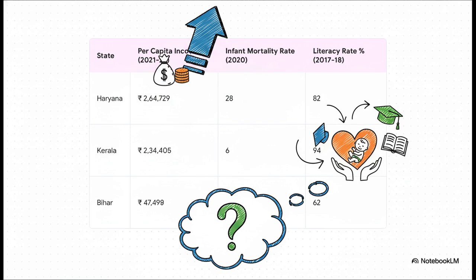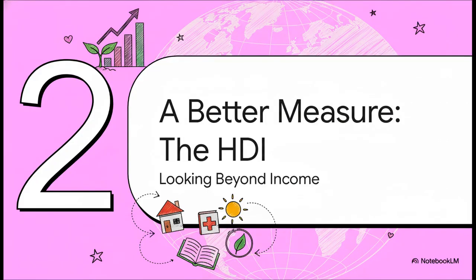So what does this tell us? It clearly shows that money alone is not enough. Good public facilities like schools and hospitals are also extremely important for people's well-being. So if income isn't the whole picture, then we need a better way to measure development, right? A way that looks at the overall well-being of people. And that brings us to our second section, a better measure called the HDI.